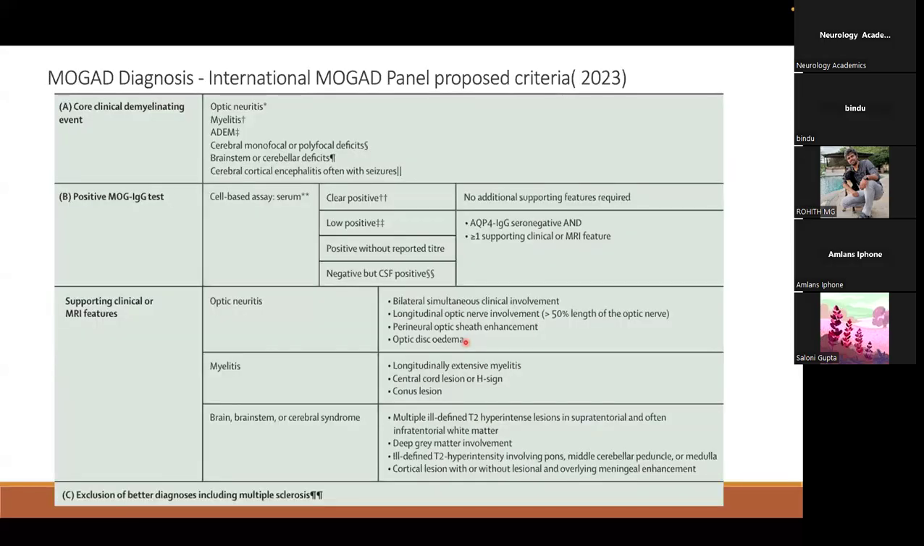which is seen in MOGAD. So to diagnose MOGAD, we need one core clinical demyelinating event with a positive MOG test, that is, a clear positive cell-based assay. Then we can diagnose it as MOGAD. There are six core clinical characteristics: optic neuritis, myelitis, ADEM, cerebral monofocal or polyfocal deficit, brainstem or cerebellar deficit, and cerebral cortical encephalitis. And if the antibody is negative, then we should do the aquaporin antibody, and that should be negative. Along with that, if one supporting clinical or MRI feature is there, then we can diagnose it as MOGAD.